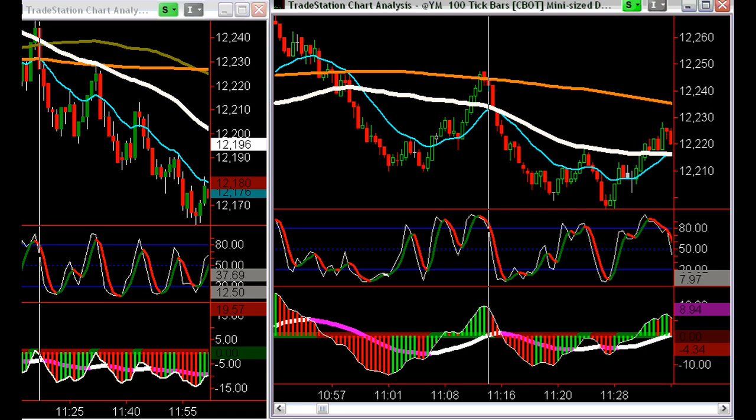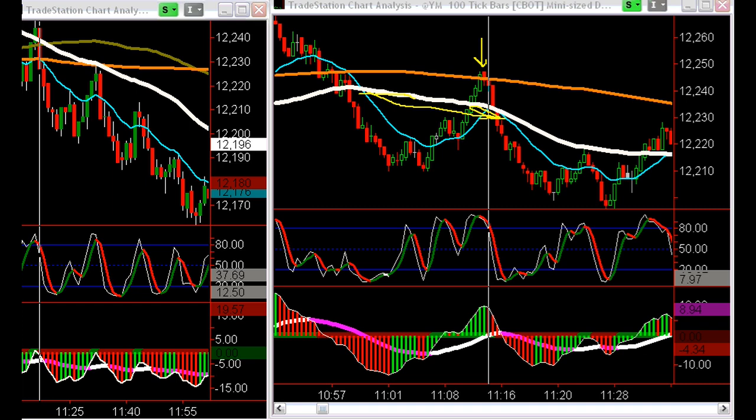So now, as you can see, the 50 MA here is angling down. Price is above the 50 MA. And that's what we want, so we're going to short. Okay, that's the basic price setup that we're looking for. So we're still trading with the trend. See, this is still a trend setup. The rubber band trade is a trend trade. We are trading with the trend.